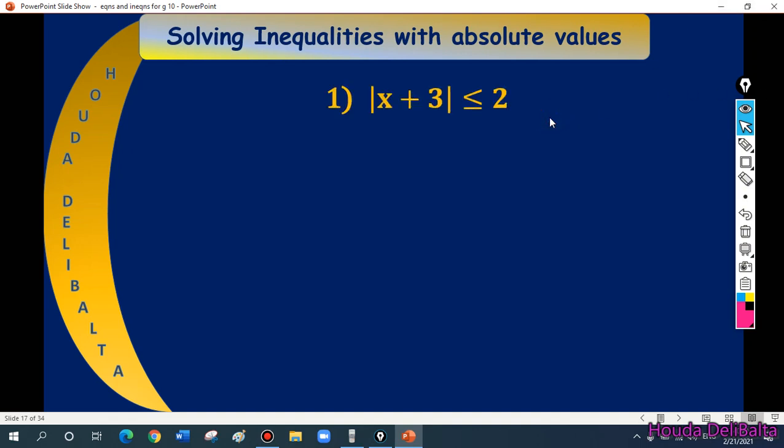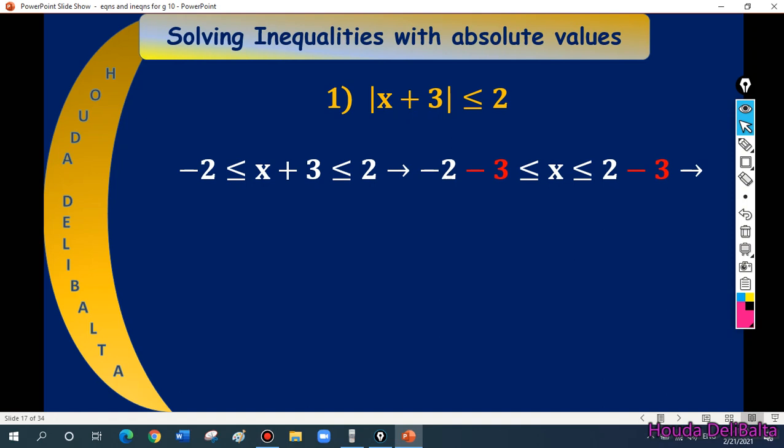The first example, number 1: the absolute value of x plus 3 is less than or equal to 2. So when I have absolute value, I must directly remember the plus or minus. That's the rule concerned with the absolute value. How do I solve this inequality? Simply, I put x plus 3 like a boundary, bounded between minus 2 and plus 2. I take the negative value of it and the positive value of it. This we call a conjunction.